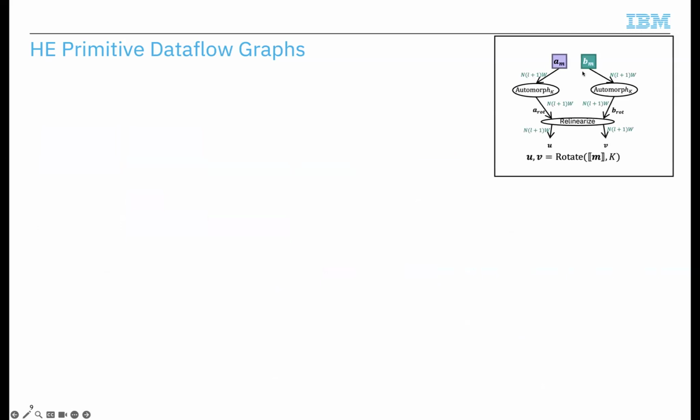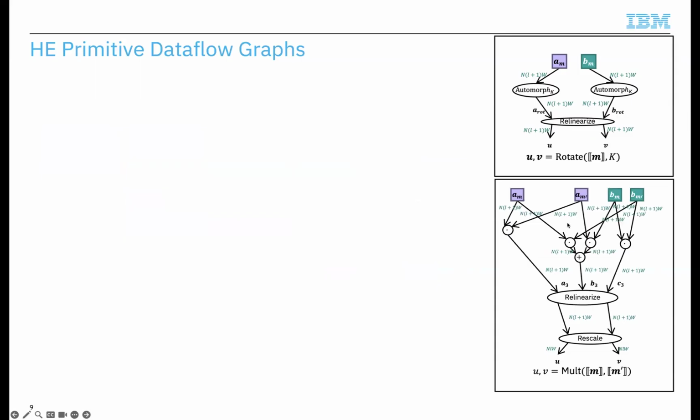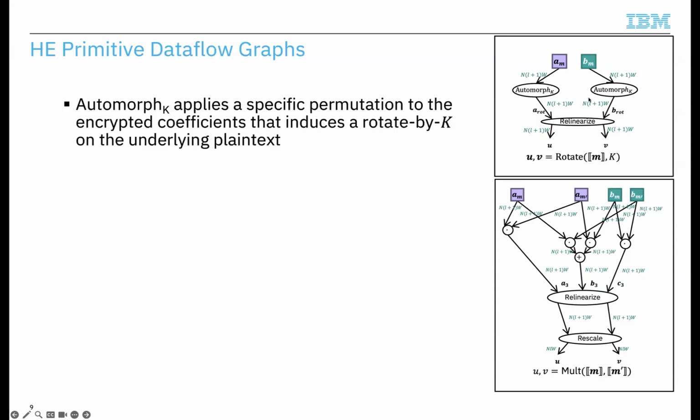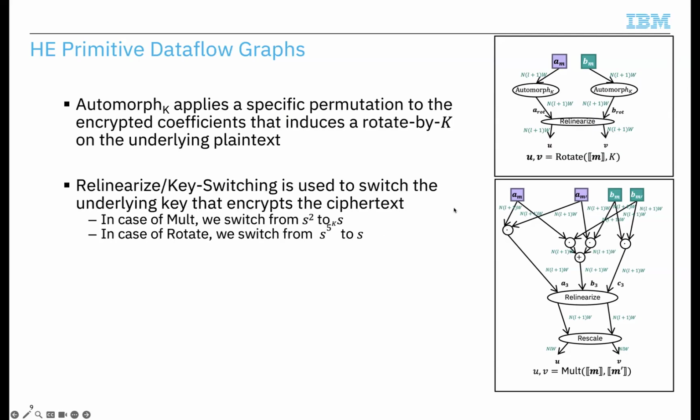There are more complicated ones as well. This is rotation, and this is multiplication of two ciphertexts. Of course, the rotation is on a single ciphertext. And there is a subprimitive called automorphism. It's basically a structured shuffle of the elements of the polynomial, but there's no actual computation involved. And then there's a step called relinearize. It's also called key switching.